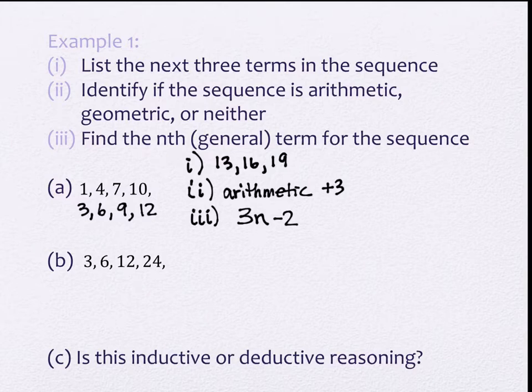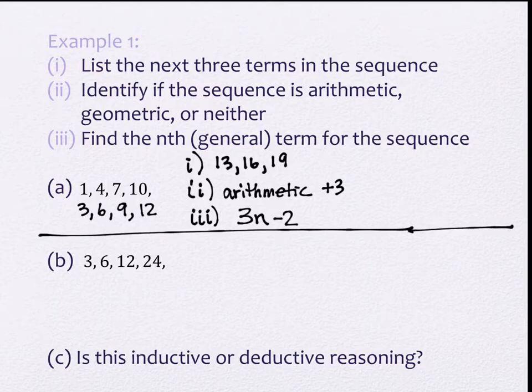B, same directions. What are the next 3 terms in my sequence? You want to do it, Emily? 2 of them, which is 48 and 96. Okay, so you got the first 2, 48, 96. And I think the third one is 192. You're right. Good job. It is 192.